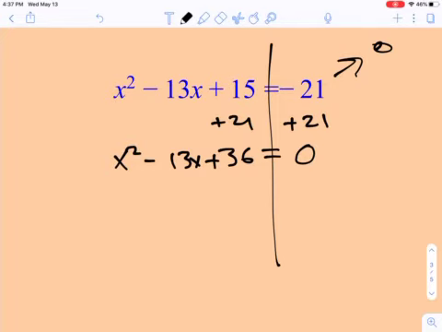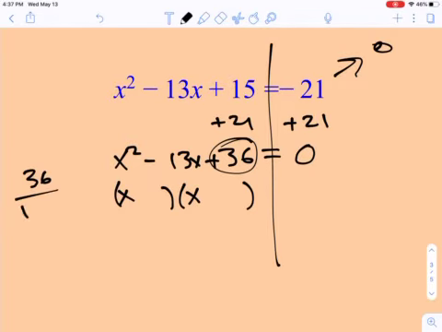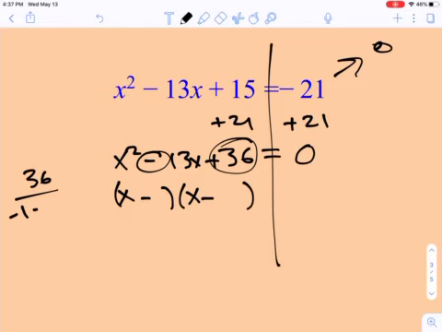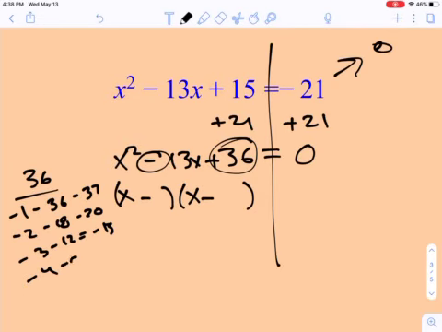All right, so I'm just going to have to do my regular grouping here and figure out what factors of 36 are going to add up to be 13. All right, so you've got your x here, and if you think about what the factors of 36 are, they're both going to be negative because this is negative, so I know that. Well, negative 1, go away. Negative 1 and negative 36 would make negative 37. Negative 2 and negative 18 would make negative 20. Negative 3, negative 12 would make negative 15. Well, we're getting closer. Negative 4 and negative 9, bingo. All right, so 9, 4, go right in there, equals 0.